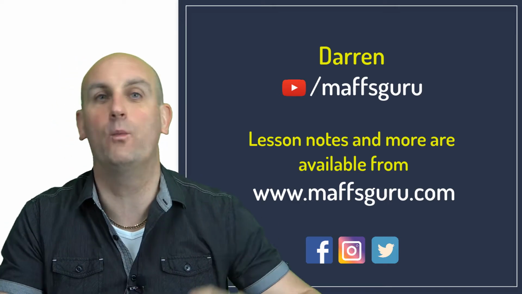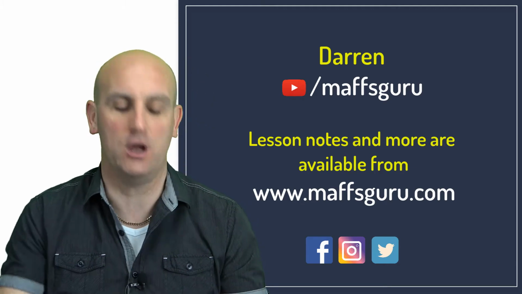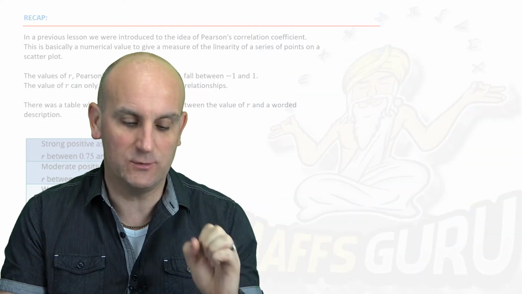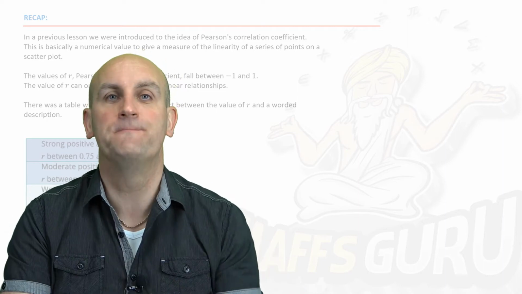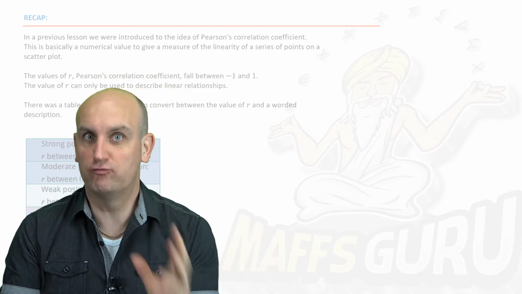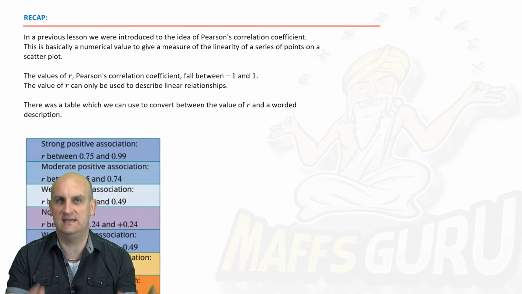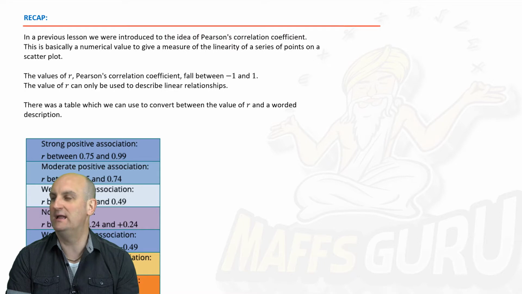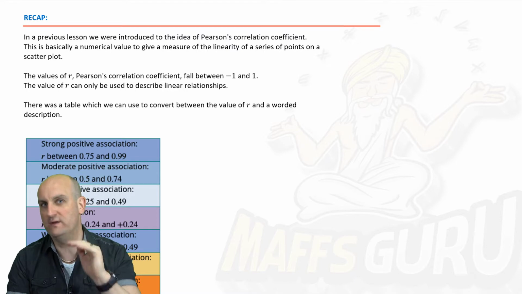In our previous video, if you remember, we looked at the idea of Pearson's correlation coefficient, which is basically a numerical value given to a measure of the linearity of a series of points on a scatter plot. What does that mean? First, it is really important to note that we do not use this to decide if there is an association. The value of R, this Pearson's correlation coefficient, is nothing more than a value given to how close those little crosses are to a perfect straight line.